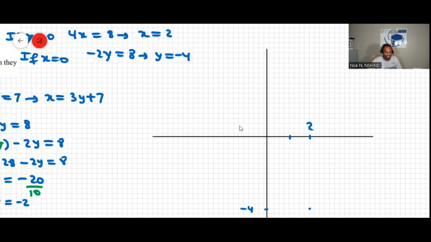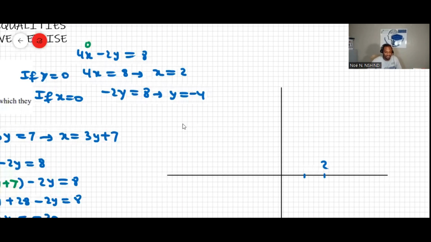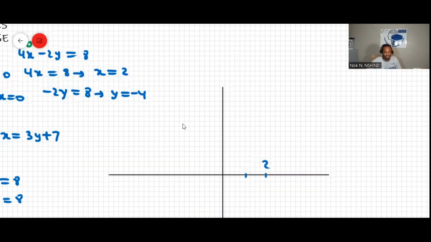What else? For the other equation, which was given by x minus 3y equals 7. Over here, if x is 0, it's not going to work. Let's start with y 0. It's still going to work, but I don't want to work with fractions. So if y is 0, we have x equal to 7. Let's say 7 is somewhere there.